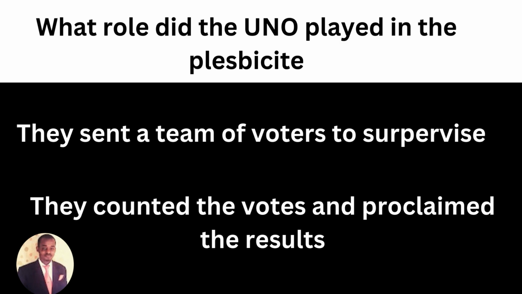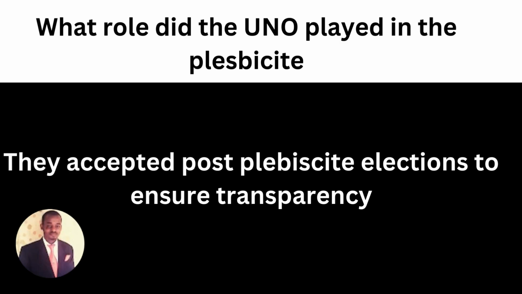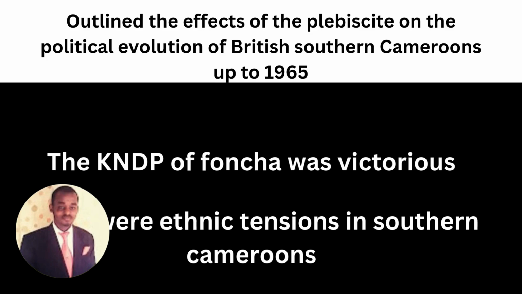So they had a very important role to play during the plebiscite, right? Counting the votes and declaring results is one of the roles. The last role the UN played is that they accepted post-plebiscite elections to ensure transparency, so that people would not get involved in tricks, thievery and corruption, or divert ballot boxes. Now, they say we should outline the effects of the plebiscite on the political evolution of British Southern Cameroons up to 1965.